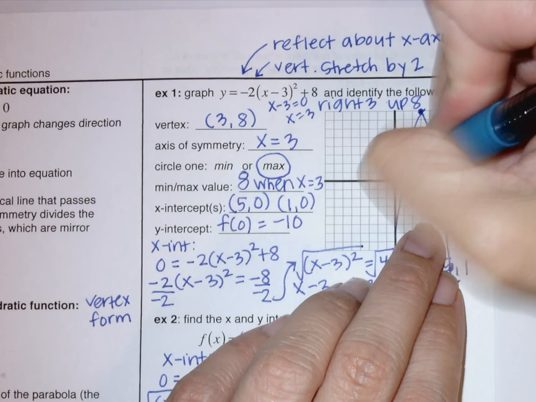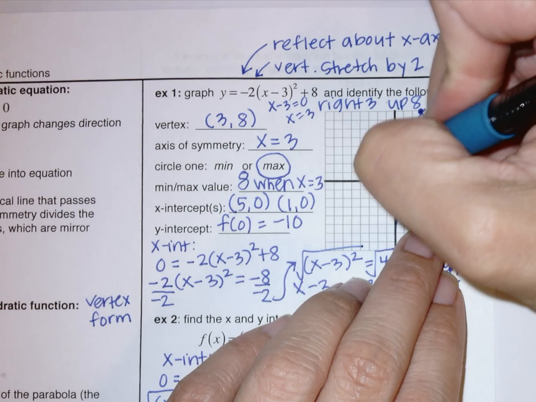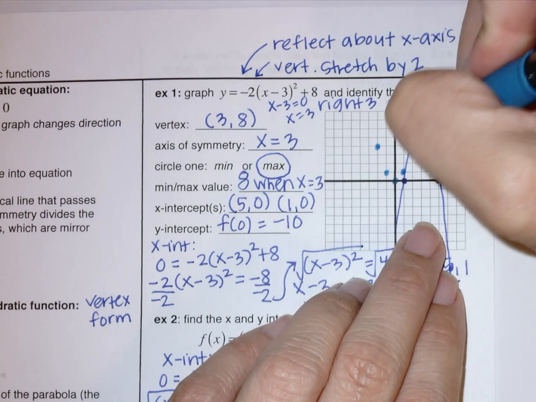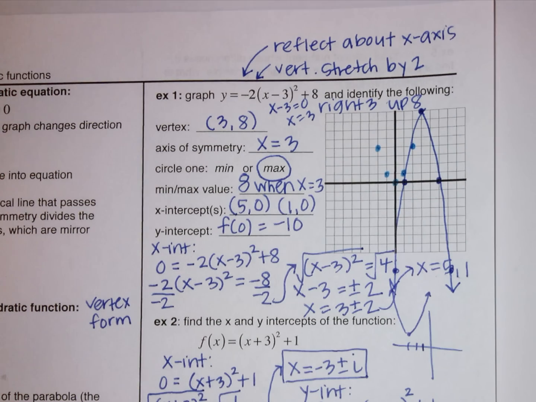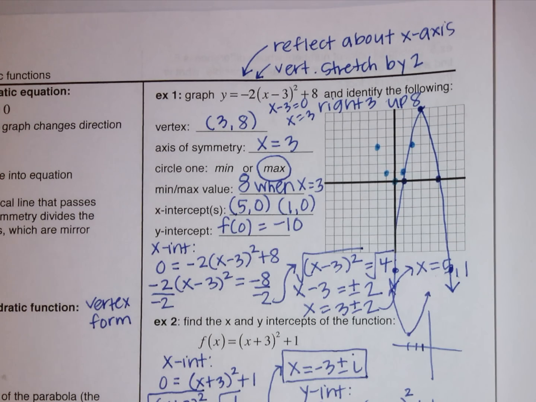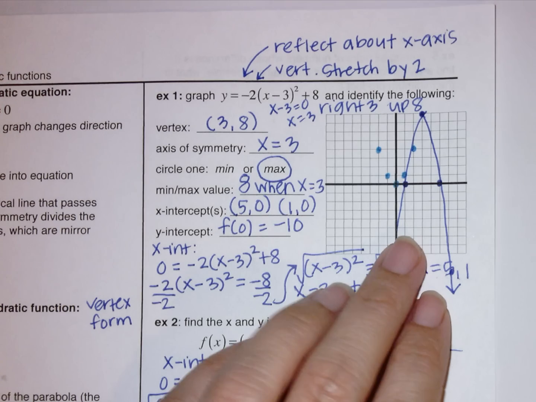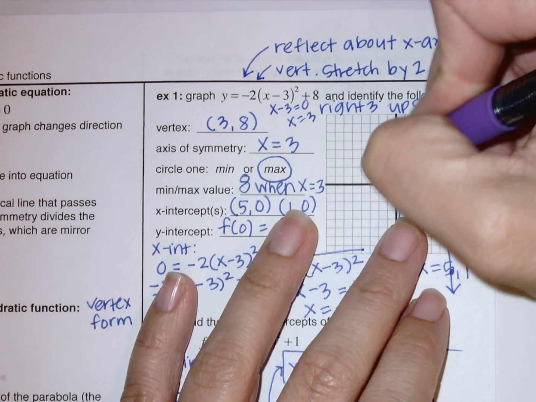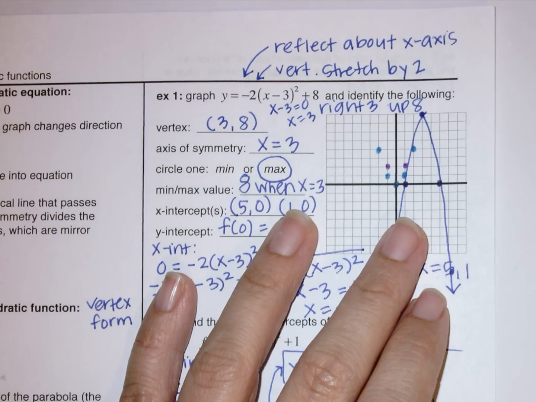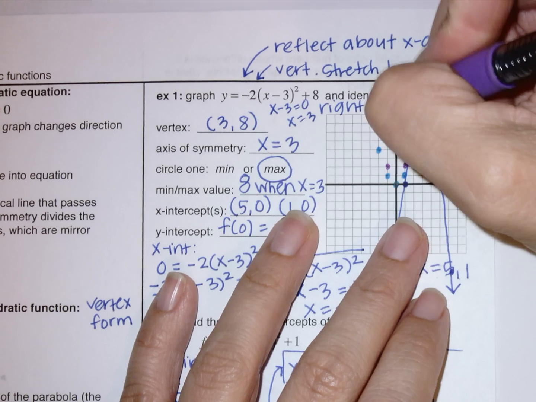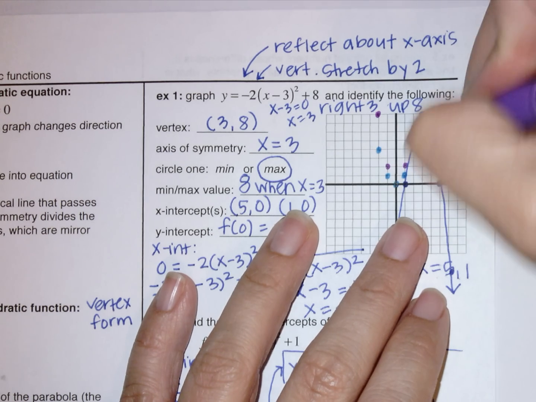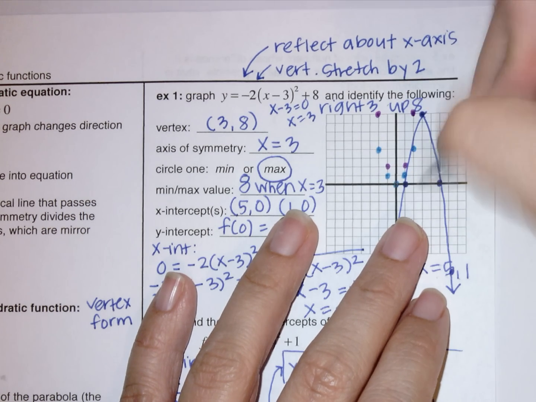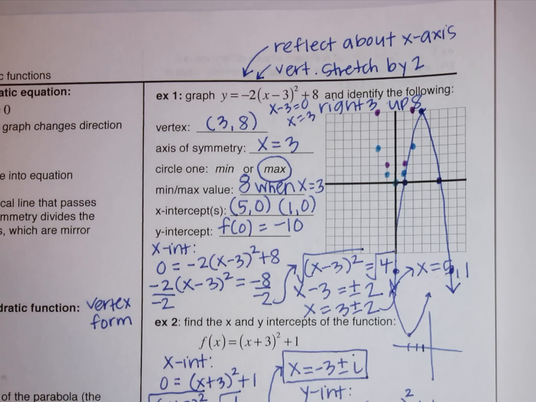So I would have plotted just the x squared points because it's my parent function, and I would have gotten those points right there. And then we always take care of our stretching first, so it has to stretch by 2. This one doesn't stretch, this one goes up here, here, and then this one's 4 away, so it goes all the way up to 8.